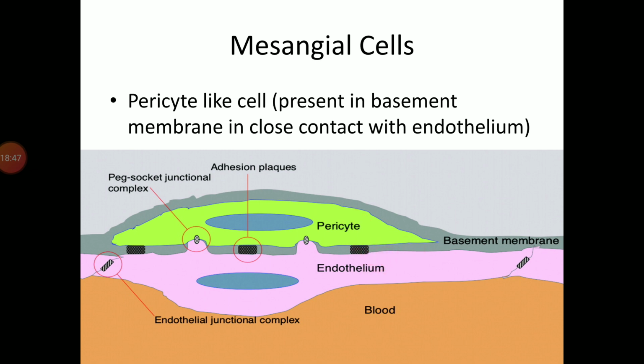Now another very peculiar feature of this pericyte is that they are contractile in nature, due to which if the pericytes are contracting, even the capillary itself would start to contract, and it is also controlling the blood flow through the capillary. Now similar kinds of cells, that is the pericyte-like cells, are also found in between the capillaries of the glomerulus, and these pericyte-like cells we call mesangial cells.